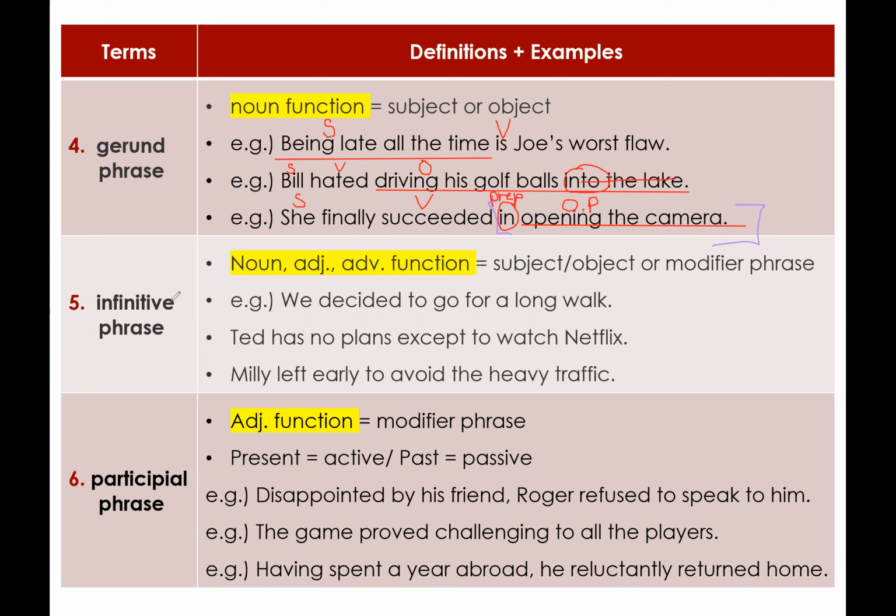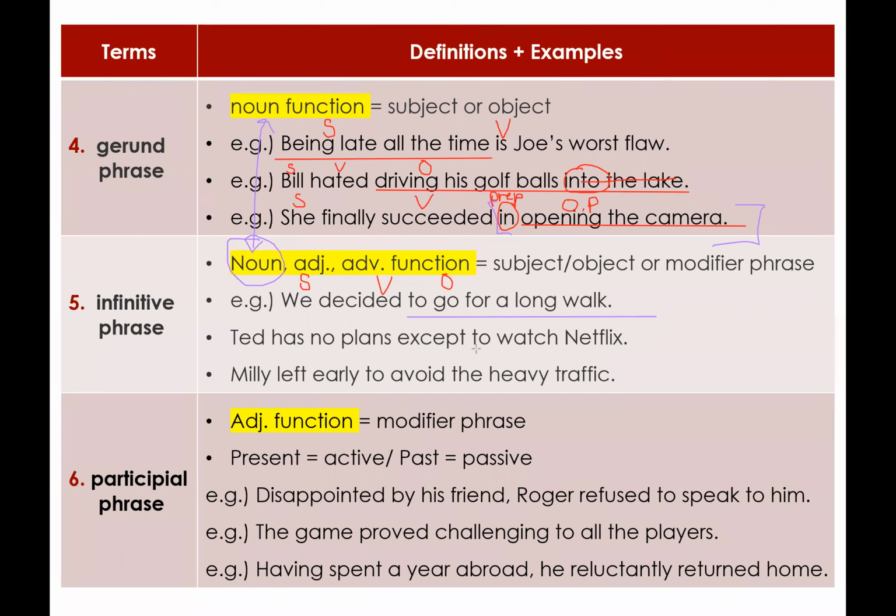All right, so moving on to our infinitive phrase, which can function as noun, adjective, or adverb. So remember, when it is a noun, it would pretty much be interchangeable with our gerund phrase, okay? And will function as the subject or object of the sentence. So for example, we decided to go for a long walk. In this case, it is noun function because we, subject, decided, transitive verb. So to go for a long walk, that is our infinitive phrase as object.